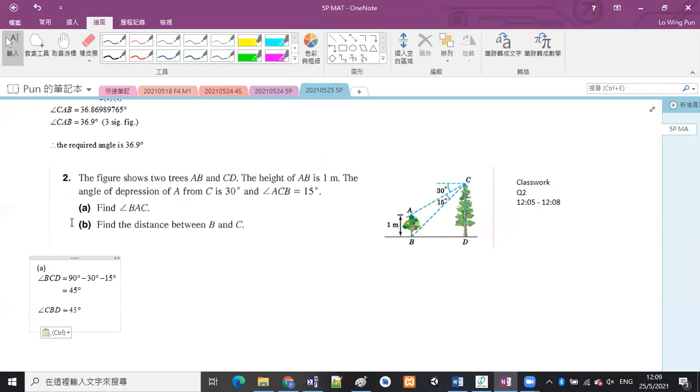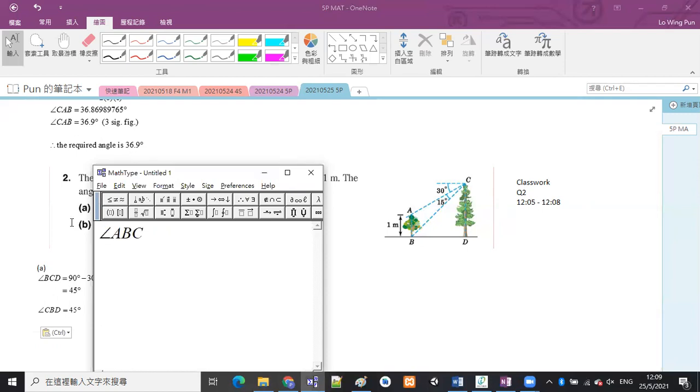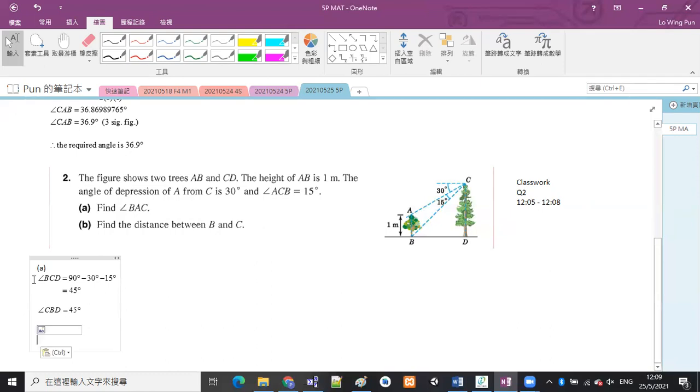ABC. Okay, good. Angle ABC is also equal to 45 degrees. And for it is also the alternate angles, right? Is it alternate angles? Or this is 90 minus 45. Yes, this is also 45. Okay. Finally, what we are going to find is angle BAC.